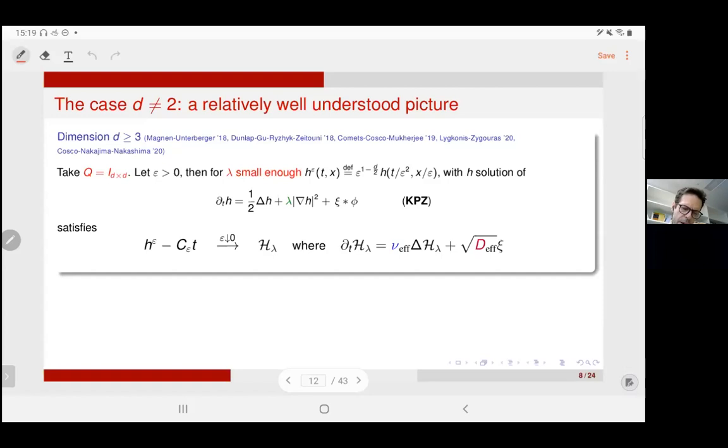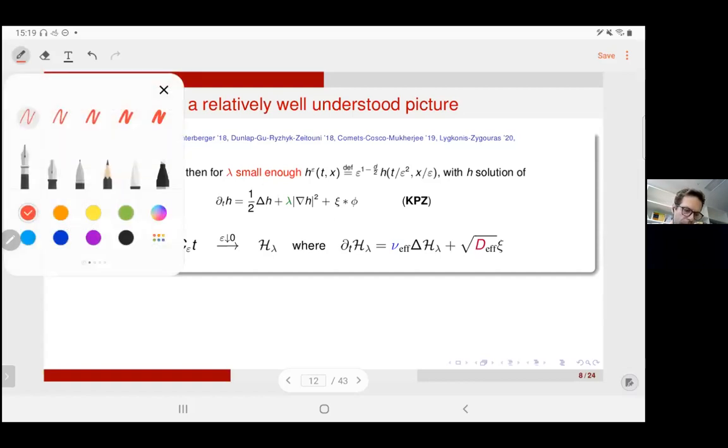All right, so here I condense in one theorem a list of several contributions. So here dimension is at least 3, and take the equation where you take the particular choice where the matrix U is just identity. So in that case, the nonlinearity is simply |∇H|^2. Okay, and then look at the equation where, in order that it has a meaning, one has to regularize the noise.